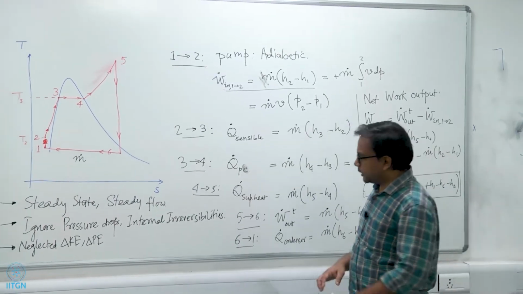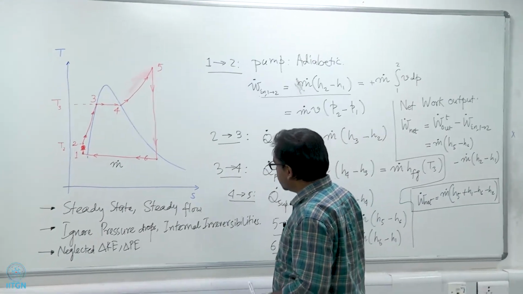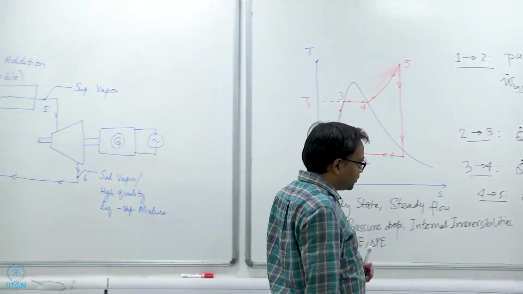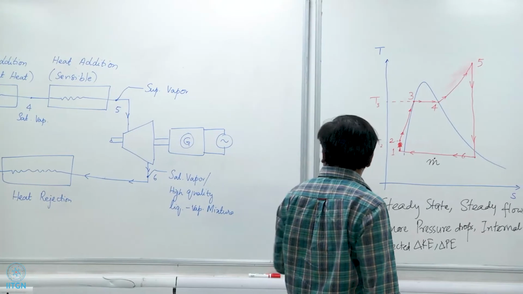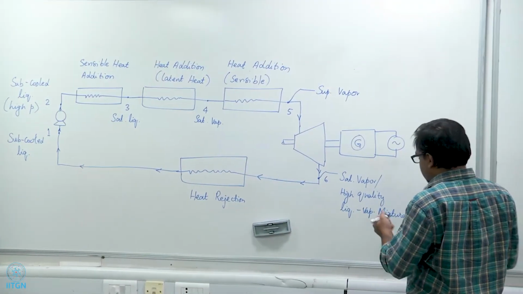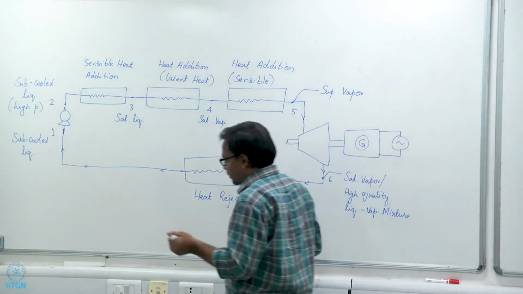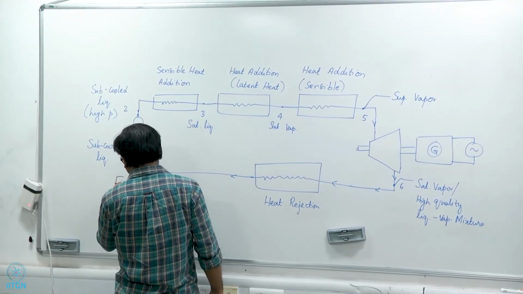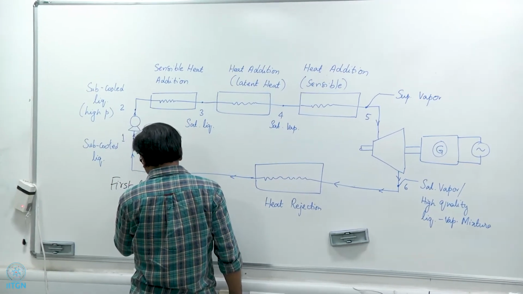There is only one thing that is remaining, which is, let us try to find out the efficiency of the Rankine cycle. Let us do that here. So, the first law efficiency of the Rankine cycle.